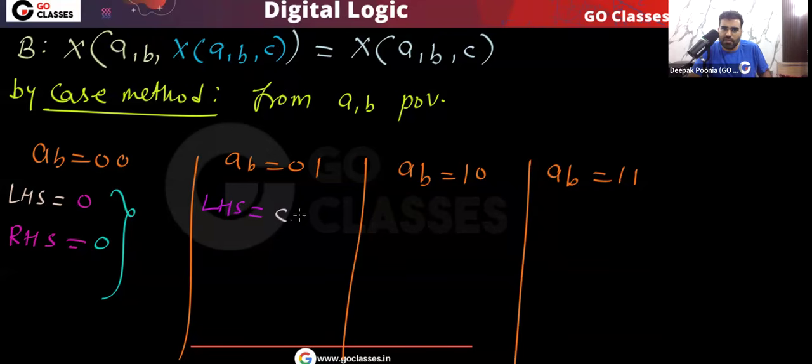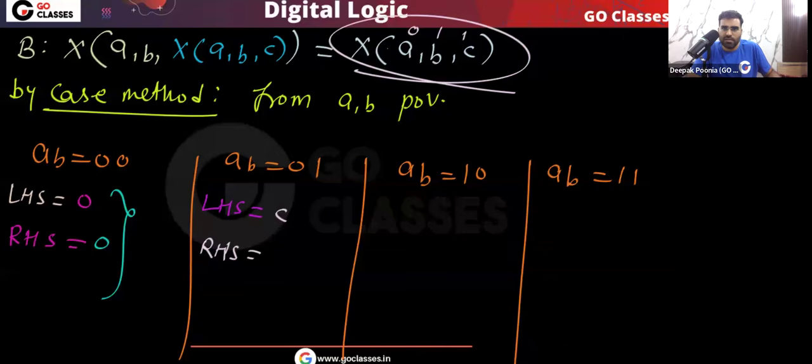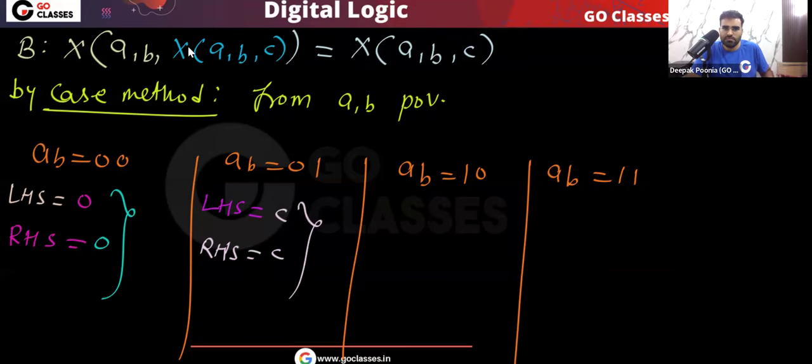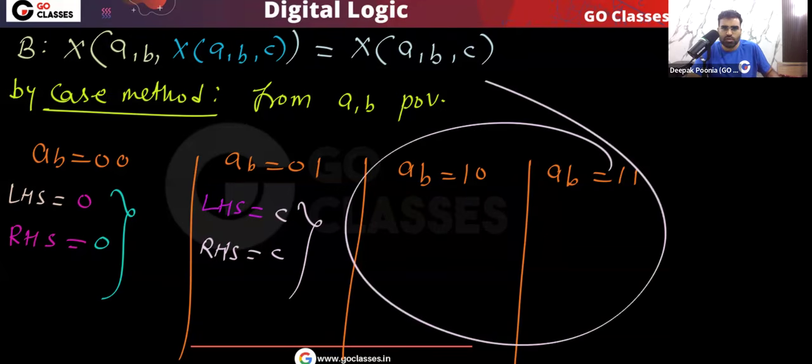Can I say when AB is 0 1, then LHS will be same as C? Okay, let's look at RHS, what it will be. You can see if I put AB 0 1, then you can notice if C is 0, then this RHS will be 0. If C is 1, then RHS will be 1. So I can say RHS is also same as C. So here also I cannot eliminate option B. Yes or no? I have to check these two cases also.